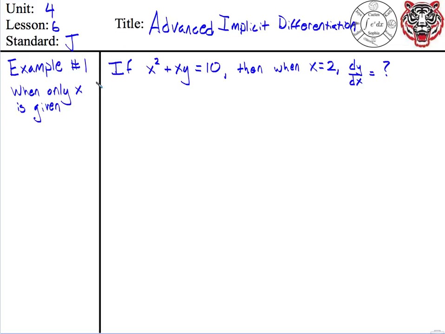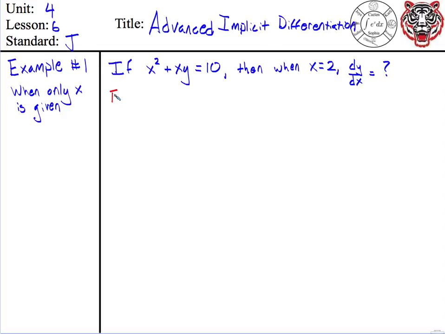So in my first example, I'm only going to give you x, and I want to find y prime, or dy dx, the derivative of y with respect to x. So here's our equation. When I take the derivative, you'll find that we need both an x and a y. So let's go ahead and find the y right now ahead of time. And even if you took the derivative and said, okay, I don't know y, you can always come back and find y from the original equation.